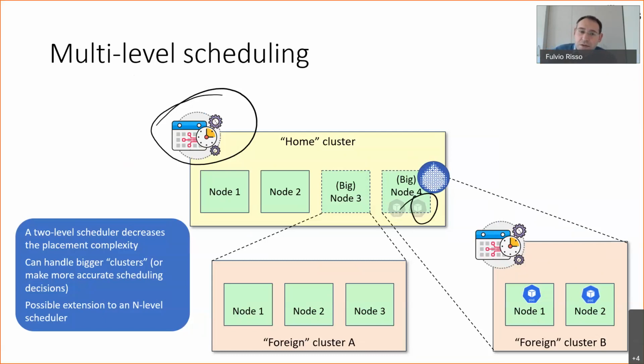Please consider that although we didn't do that so far, theoretically an n-level scheduler is possible as well, because we're just drawing here a couple of levels, so home and the first foreign, but nobody prevents a foreign cluster from having a virtual node there too, and then adding a new level of schedulers.